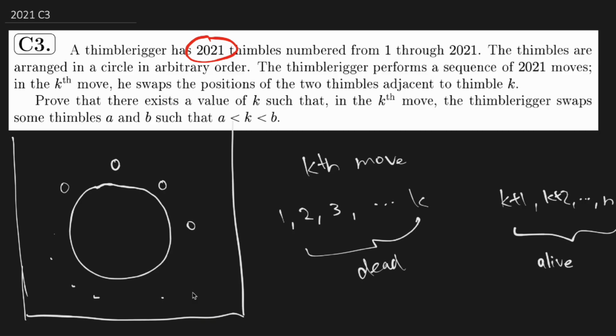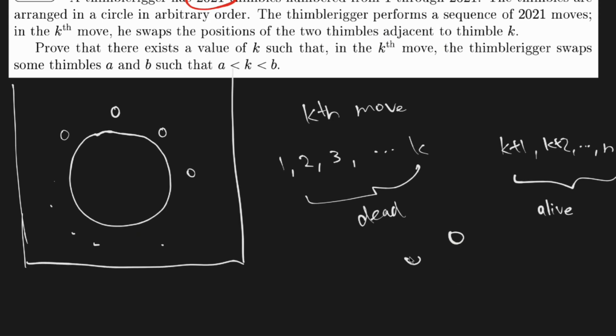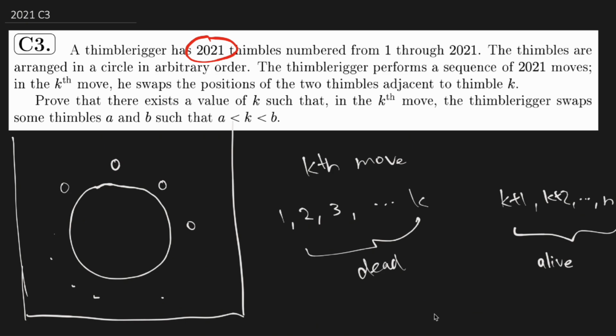If you try to play around more with it, for example, if you say this thimble is going to swap these two, but then maybe before that, some other thimble is going to come in and swap this one away. And so things keep moving, and it's basically impossible to keep track of everything all at once.